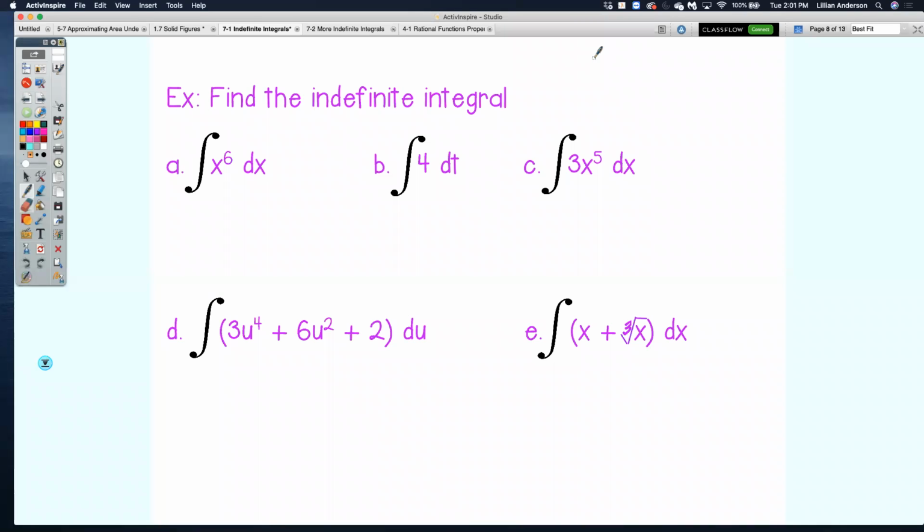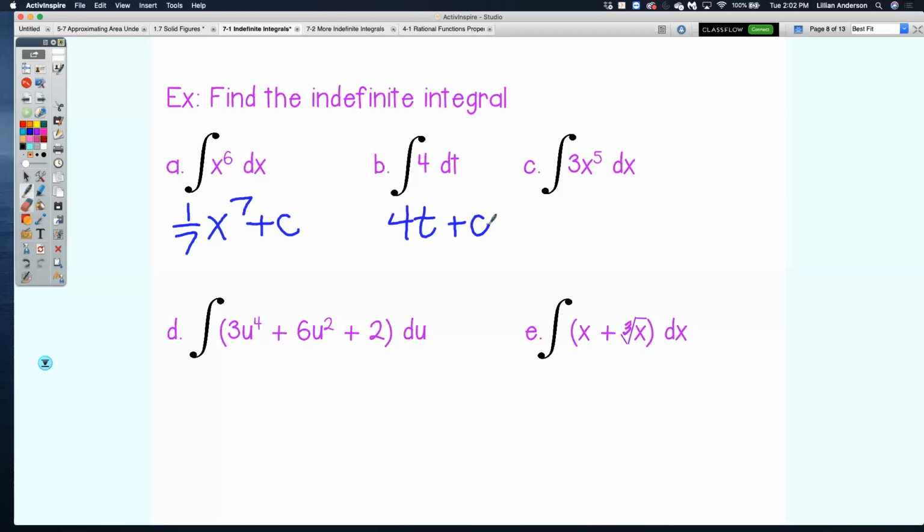We have the integral of x to the 6th dx. That becomes what? Get your plus c. Very good. That's just your basic power rule. What about b? 4t plus c, because the variable is t, because it was the dt. Yes, that is a constant, so you just add the variable onto it. Wonderful. That's your constant rule.